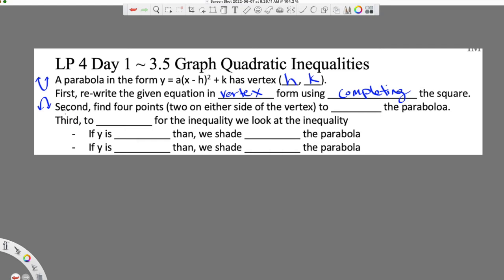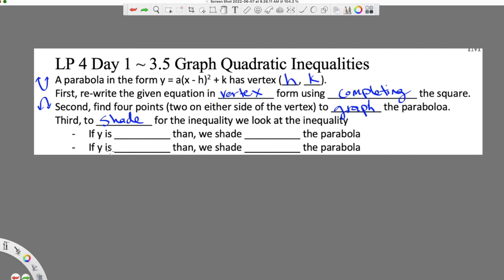So second, after we've completed the square and put it in vertex form, we're going to find 4 points, 2 on either side of the vertex, to graph our parabola. Remember, Alex always requires 5 points to graph a parabola, the vertex, and then 2 points on either side. It just needs that. So third, to shade for the inequality, we look at the graph. Because remember, now we're not just graphing the parabola like this. Instead of equal, it's going to be either greater than or less than, so we're going to have some kind of inequality there.